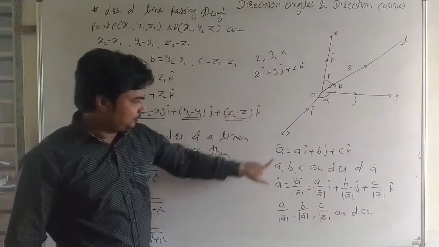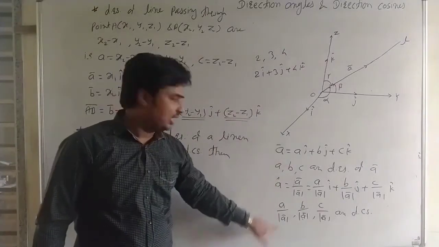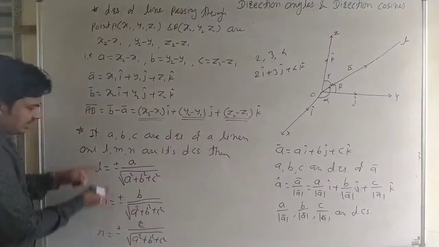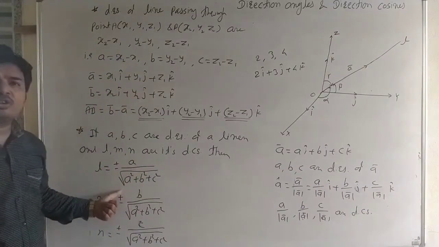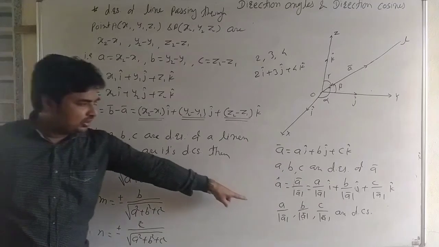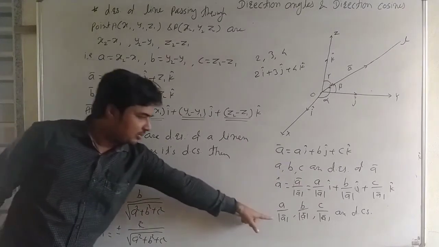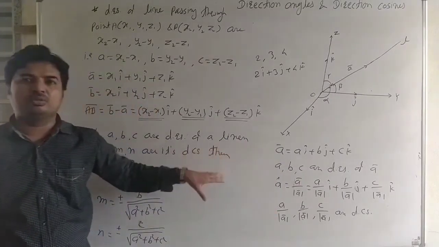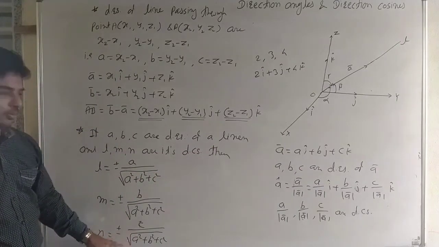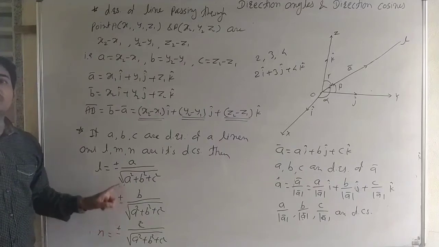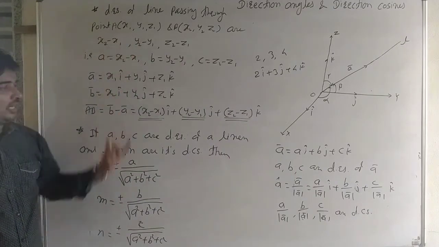Okay, here see carefully this. Here we use this condition: when we take the square root, it is plus or minus a. When we take the magnitude, when we take the square root, it is plus or minus. See carefully, it is a formula for solving the examples on direction ratios and direction cosines.